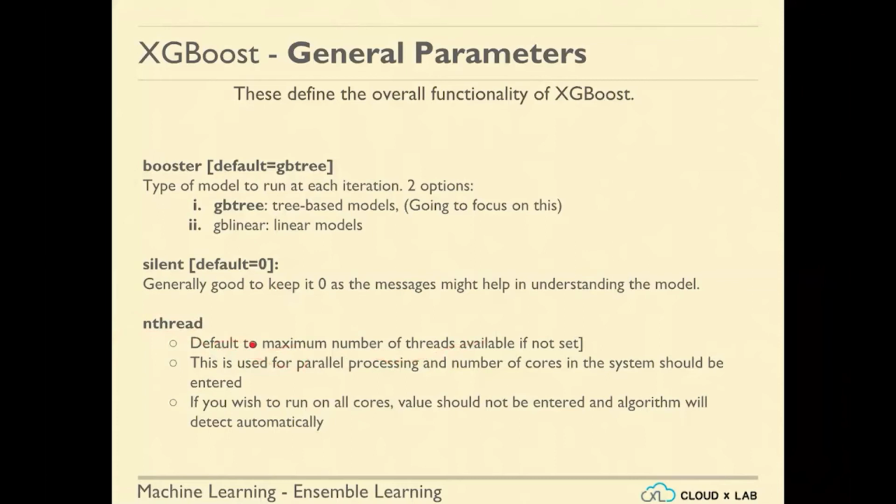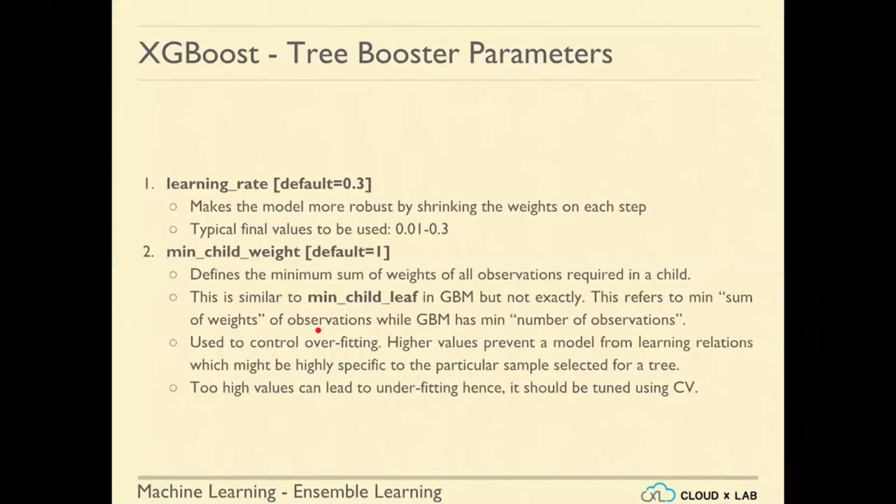Okay. Number of threads, how many? If you have multi-cores, you can utilize all of them. By default, it uses all of the threads. So learning rate makes the model more robust by shrinking the weights at each step. This is the learning rate.